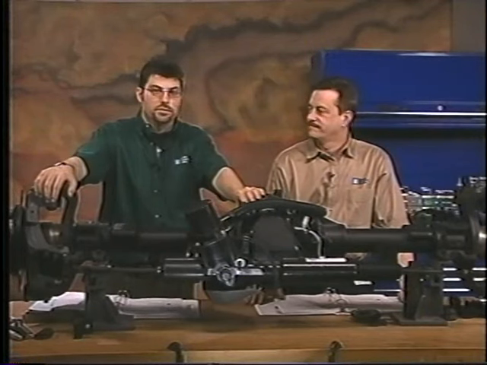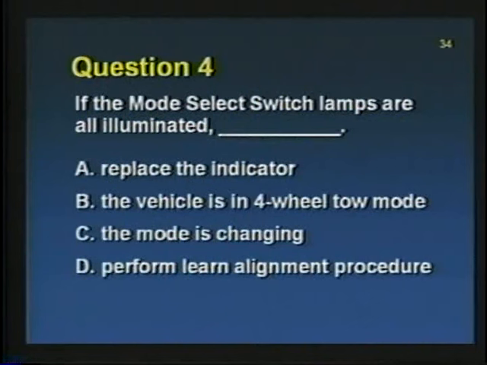All right, Mike, time for another question. Okay, this is on keypad number 4. Let's take a look at it. The mode select switch lamps are all illuminated. Should you: A, replace the indicator; B, the vehicle's in 4-wheel tow mode; C, the mode is changing; or D, perform the alignment procedure?